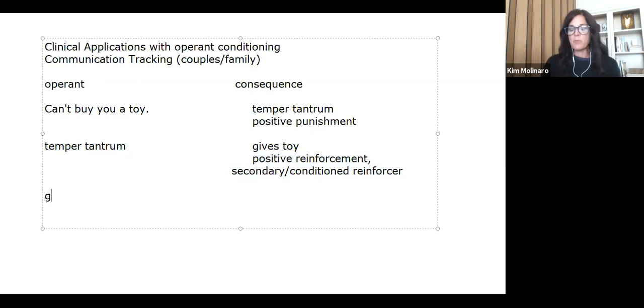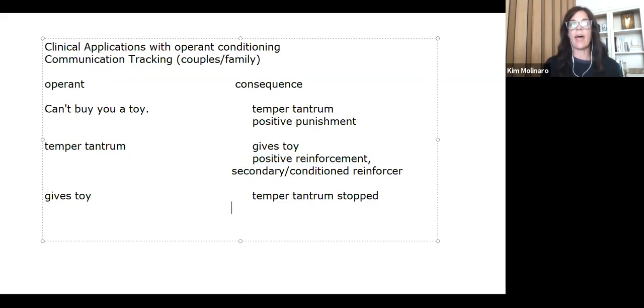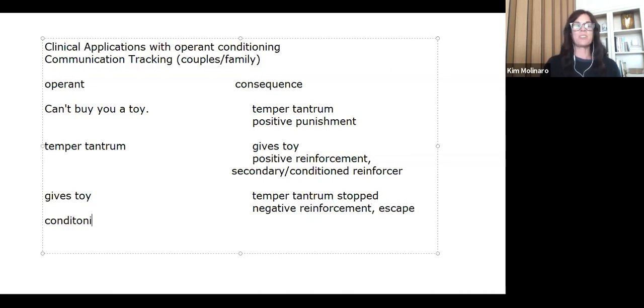And then we ask mom, in response to giving the toy, what happened? And mom goes, oh, the temper tantrum stopped. And so we code that as negative reinforcement, right? The undesired temper tantrum was taken away, it stopped. It started and then it was stopped, so it's escape conditioning. So it increases the likelihood the behavior that precedes it will happen again.